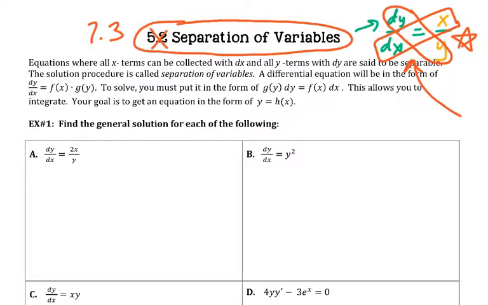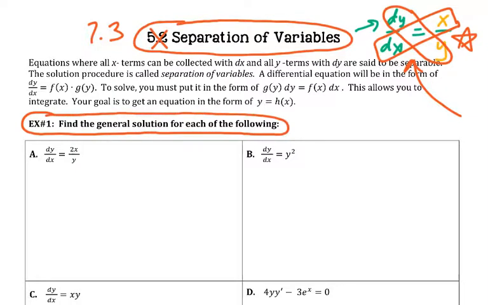Okay, let's try number 1. Now these questions are saying, can you find the general solution for each of the following differential equations? Which means we're going to try to solve for y. Can you get this all into y equals? All right, number 1, we have dy dx equals 2x over y.